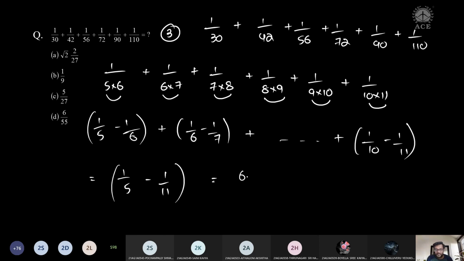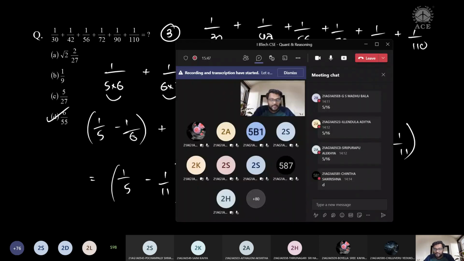Hope you got 6 by 55, my dear friends. Option D. 6 divided by 55. 581, excellent, my dear friend. And 523. Sai Krishna and Aditya, superb. 6 divided by 55 is the correct answer, my dear friends.